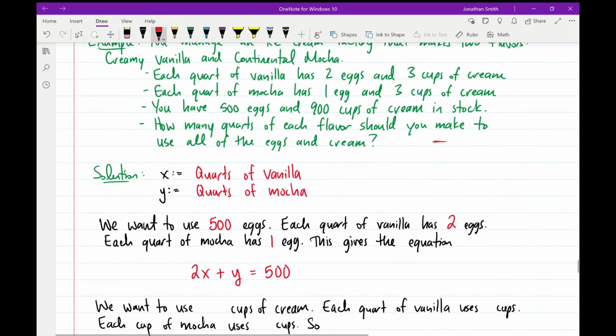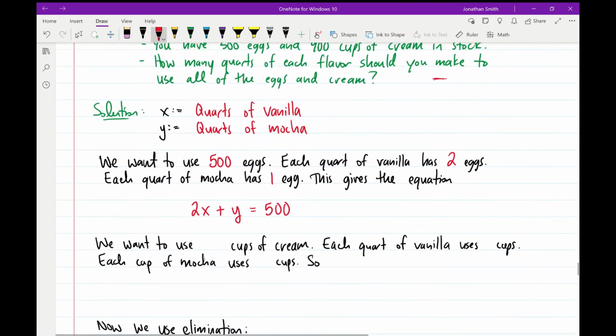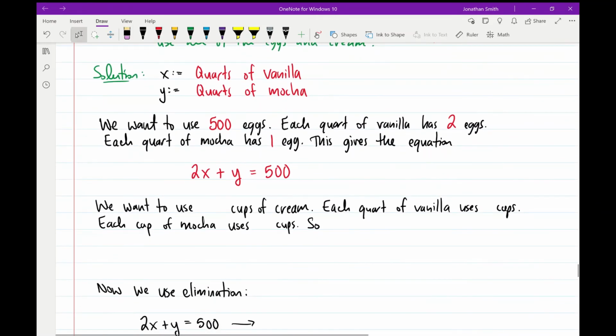And now to get the second equation, let's look at the cream. So we want to use a total of 900 cups of cream, because that's what we have in stock. And each quart of vanilla is going to use 3 cups, and each quart of mocha also uses 3 cups. So all this information is given to us. And now we want to write down an equation.